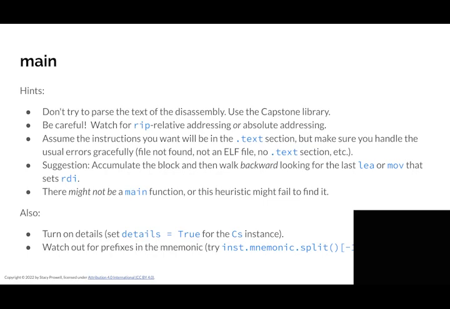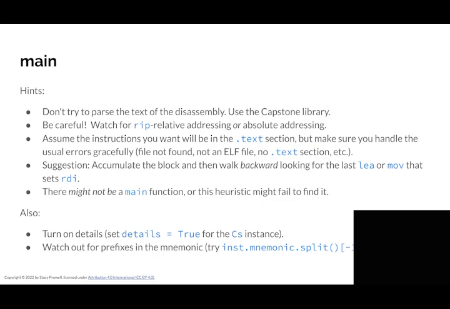You'll want to turn on details. So when you make a CS instance, that's when you invoke the thing and you pass it x86 and 64-bit, those markers, and it makes a CS instance. On that instance, you want to set details to true.